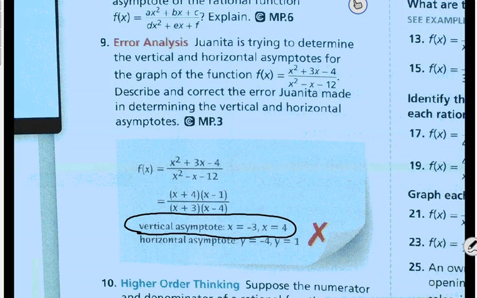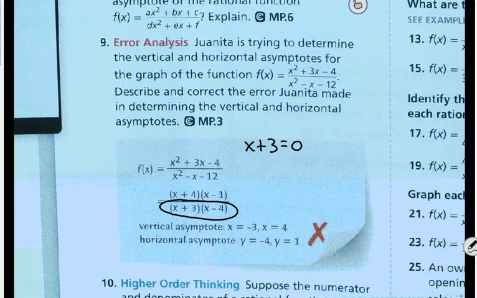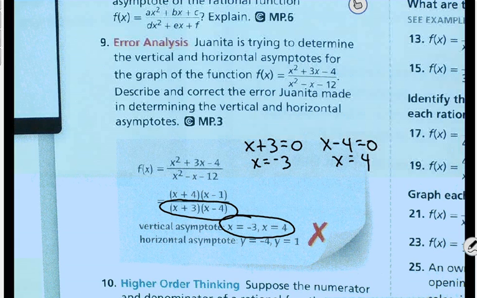Well, we like this because we know the rule for the vertical asymptotes is that they are the roots of the denominator. So she took her factors in the denominator, the x plus 3 and the x minus 4, and she set each one equal to 0, and then she solved it. X equals negative 3, x equals positive 4. And that's where she got the vertical asymptotes right there. So we like that. No problem there for Juanita.